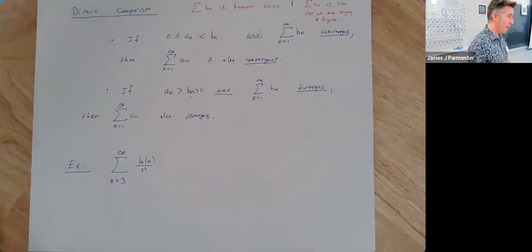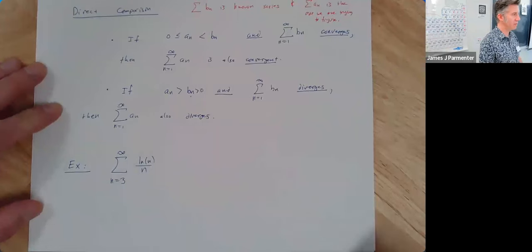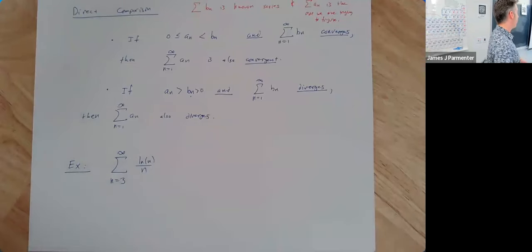Converge or diverge? Well, I'm pretty sure it diverges. And that's actually an important aspect of the direct comparison test. You kind of have to start the problem off with thinking, I think it diverges, or I think it converges. Because once you have an idea of what happens, then your job is to compare it to something that you know does the thing that you want it to do.